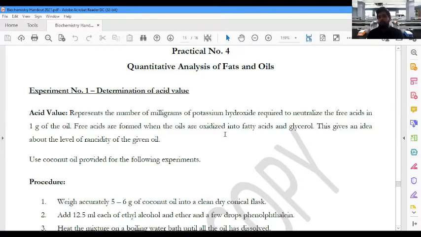There is a definition for acid value. We have to understand that first of all. Acid value is defined as the number of milligrams of potassium hydroxide required to neutralize the free acids in 1 gram of oil. Free acids are formed when the oil is oxidized into fatty acids and glycerol. This gives an idea about the level of rancidity of the given oil.